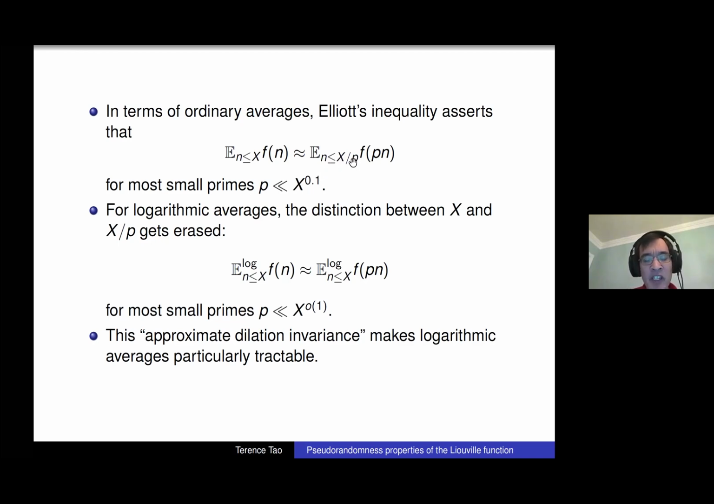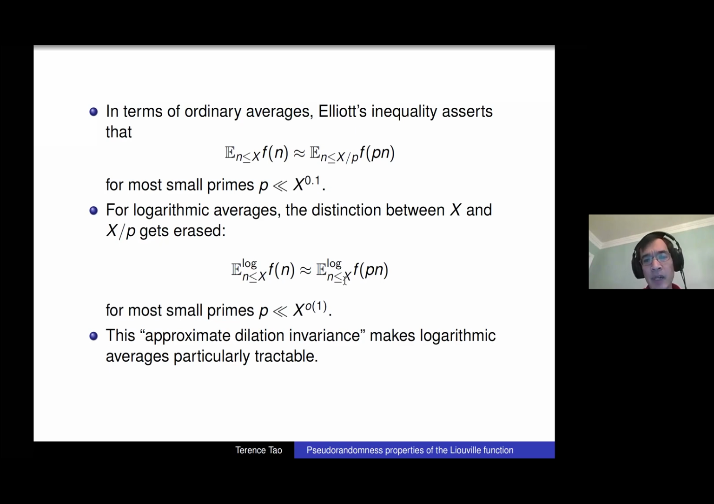But the ranges of integration change. But the nice thing about logarithmic averages is that if you average logarithmically, averaging up to log x and log x over p are almost the same when p is small. And so actually, for log averages, you don't even need to change the limits of integration. Log averages have this very nice dilation invariance that you can change variables from n to pn, and for most primes p, it doesn't really change the integral. So it's almost as if the log averaging is like a Haar measure for dilation, like dt over t is for the positive reals. Okay, so we have this sort of scaling symmetry, and that's what makes log averages really convenient to work with.